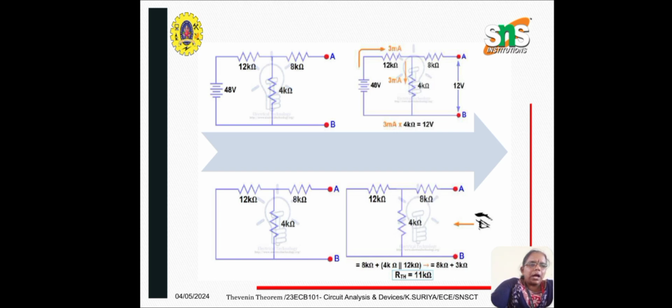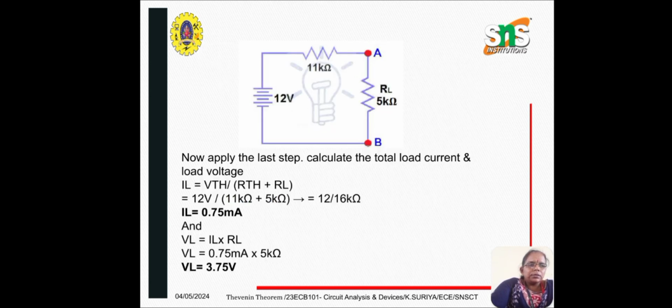Next we have to find out the R Thevenin. So in order to find out R Thevenin, the 48 volts voltage source is short circuited, and we are looking back at the resistance from AB. So here again 4 and 12 kilo ohms are in parallel, which is in series with 8 kilo ohms. So you will be getting R Thevenin is equal to 11 kilo ohms. So this is the equivalent circuit.